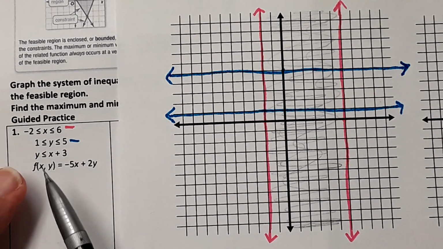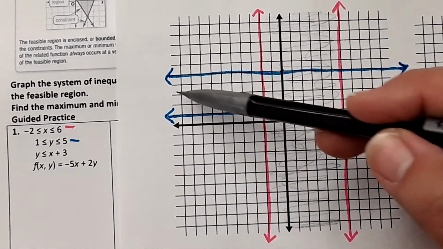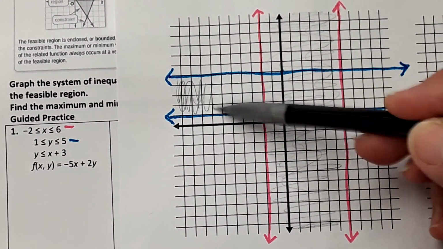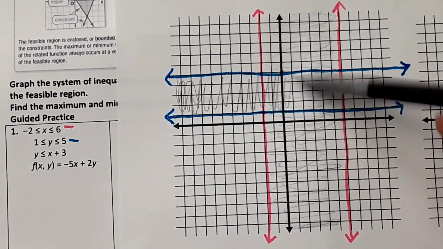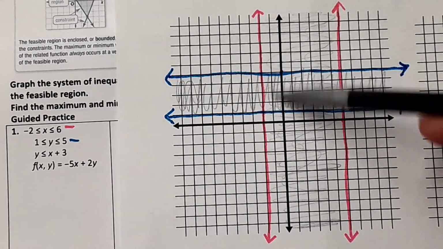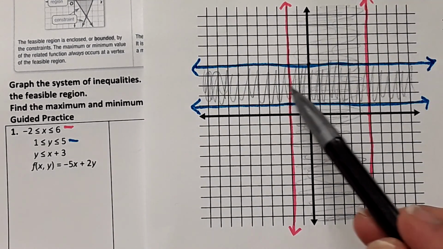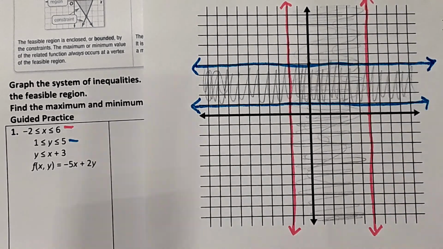And we want to shade in between. We want y to be in between there. So we're going to shade here. And you guys can start to see where it's going to intersect a little bit, right? So it's becoming a little bit darker between these two pinks and these.